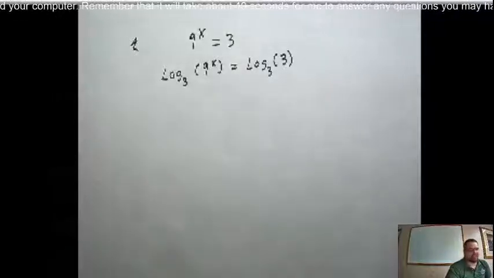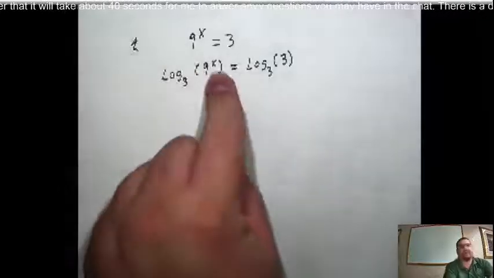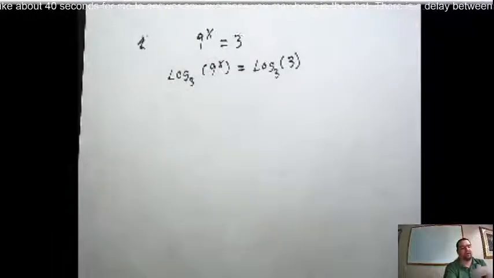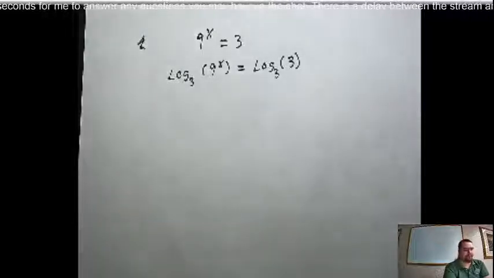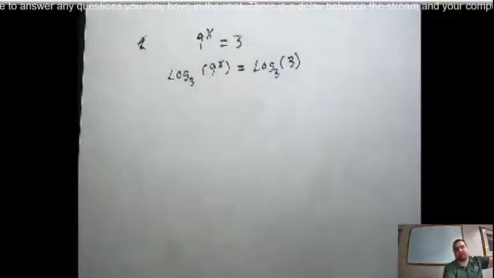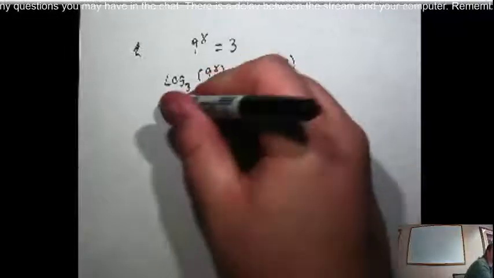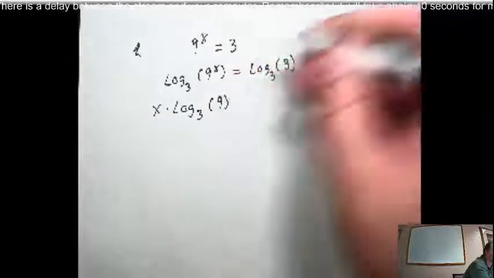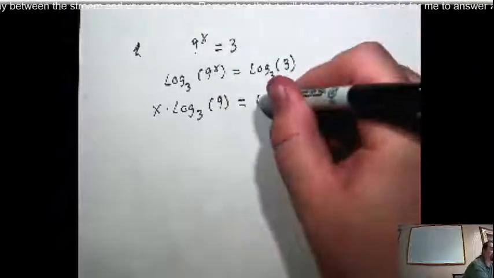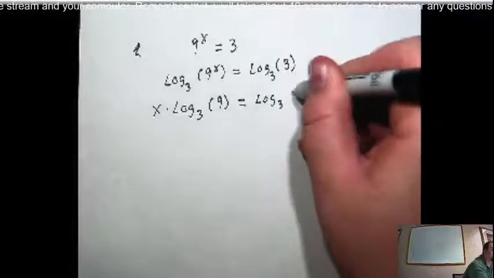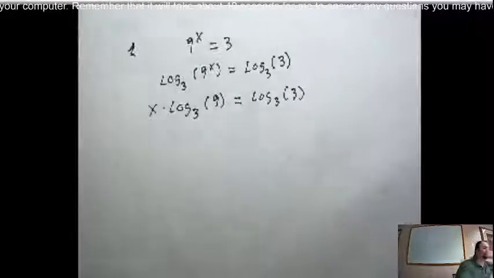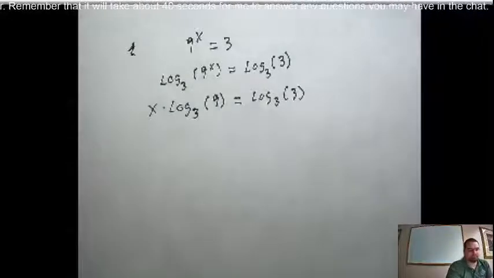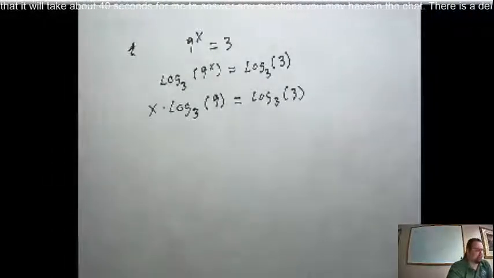So maybe that'll help us in a minute here. But let's move on. Let's keep doing some steps. Okay. The next thing that I see is that we have 9 to the x. Now, using our power rule, we know that the x can go out in front. So now we have x times log base 3 of 9 equals log base 3 of 3. Okay.